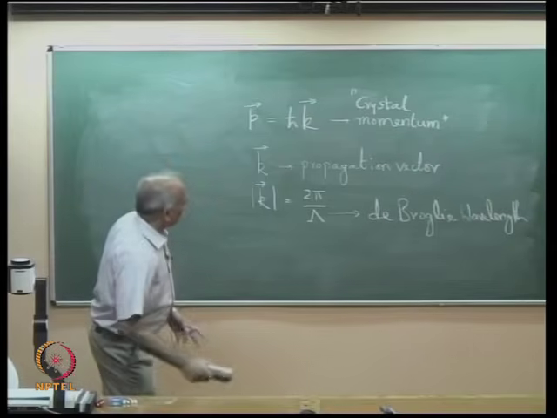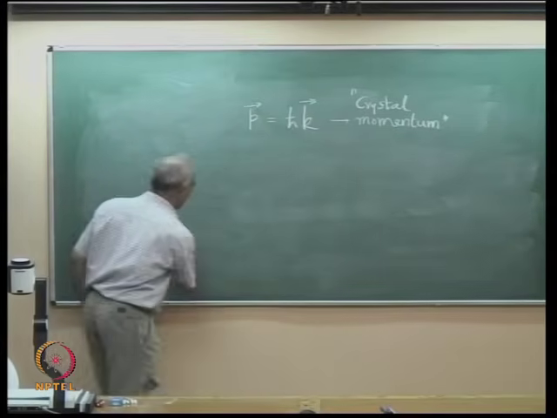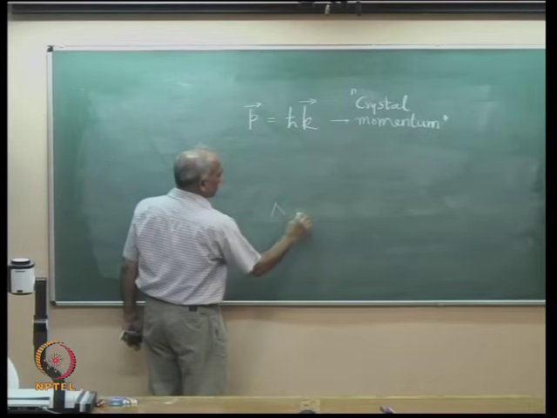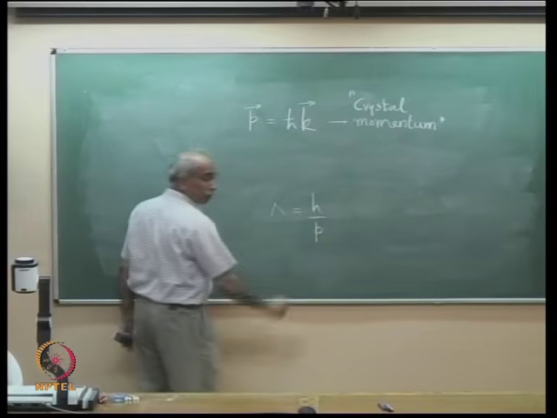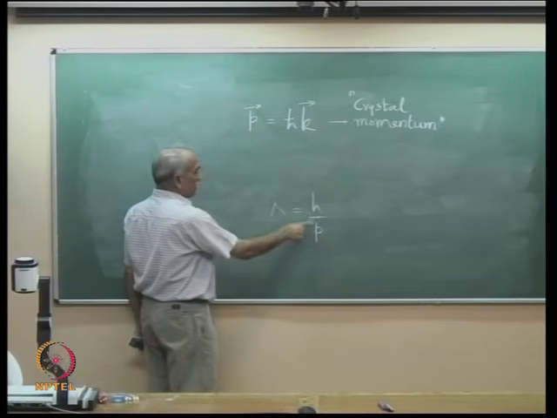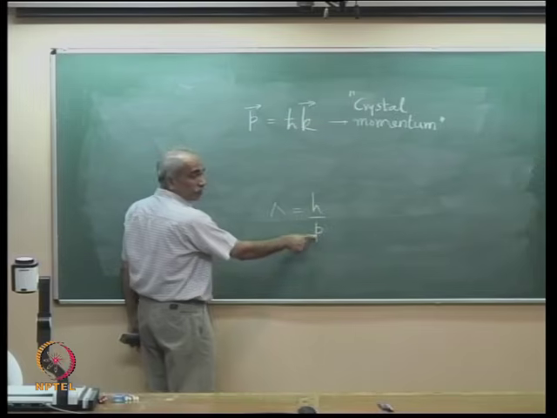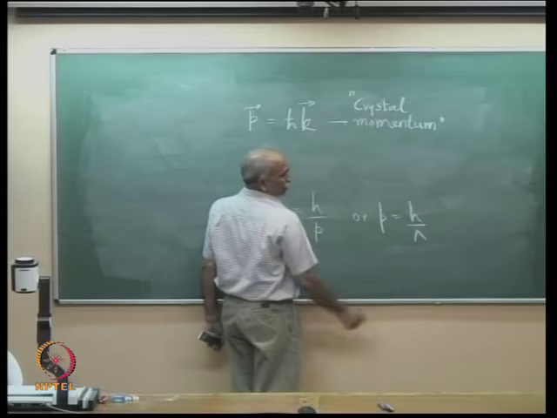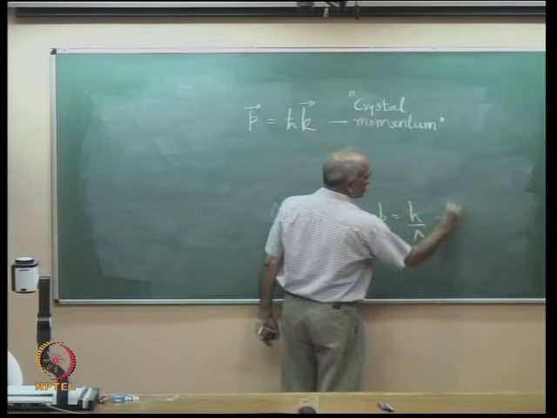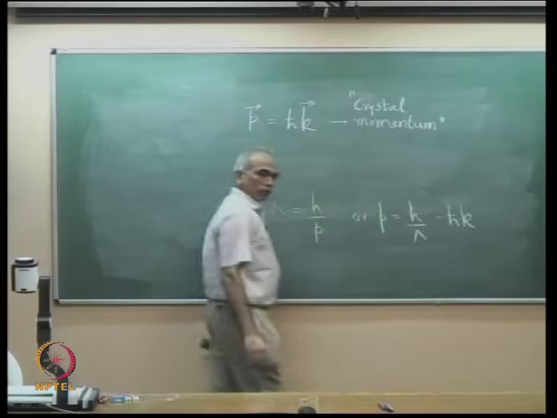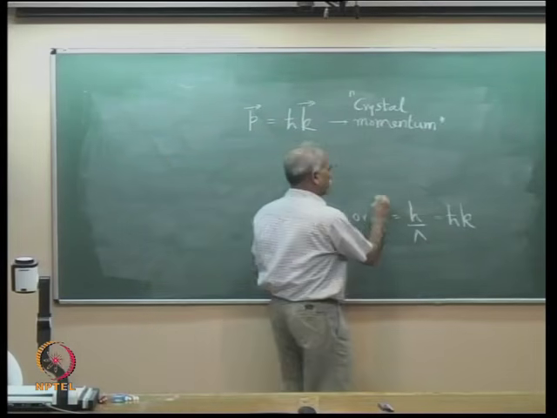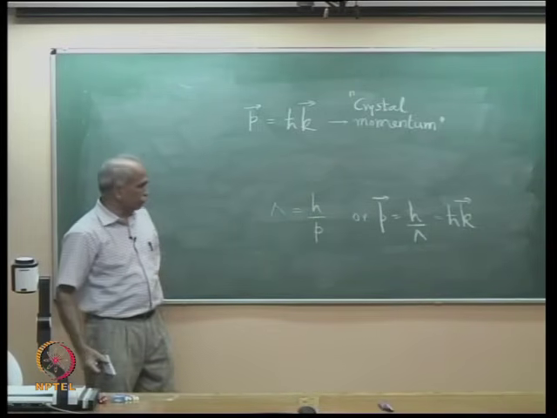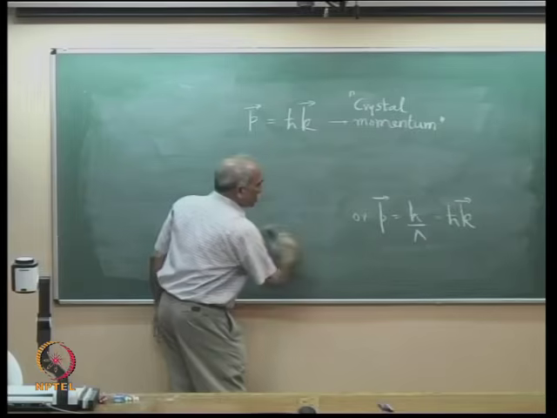Please see an important concept here. You are familiar with the de Broglie wavelength, lambda is equal to h by p, where h is the Planck's constant and p is the momentum, or p is equal to h by lambda. So if you divide and multiply by 2 pi, this is nothing but h cross k. Momentum is a vector, therefore this is h cross k. And this is how you get this. Now this is called the crystal momentum.